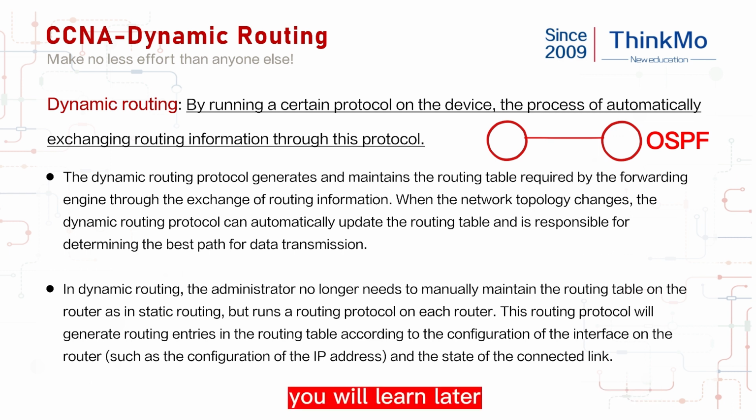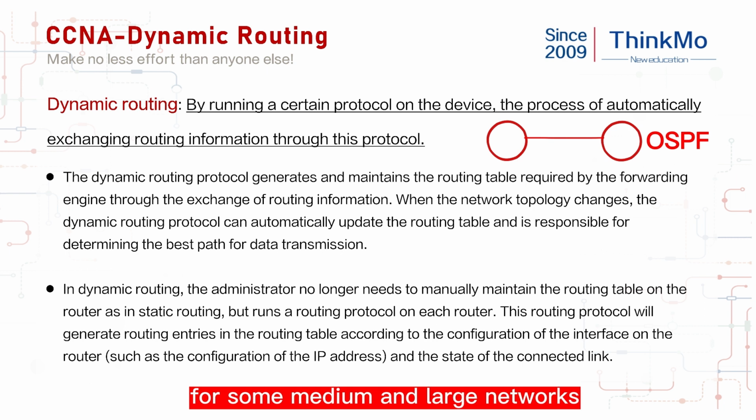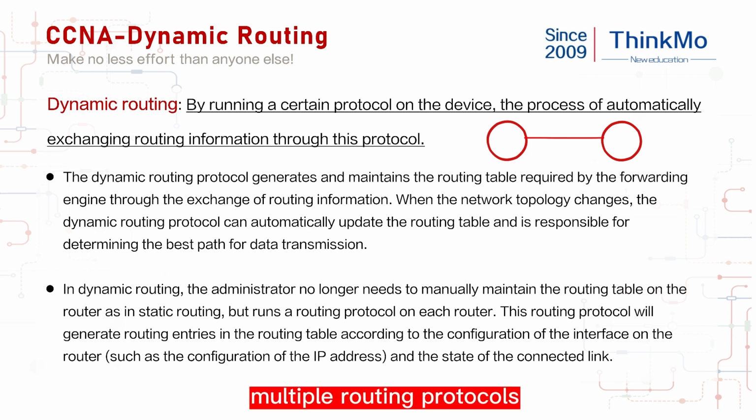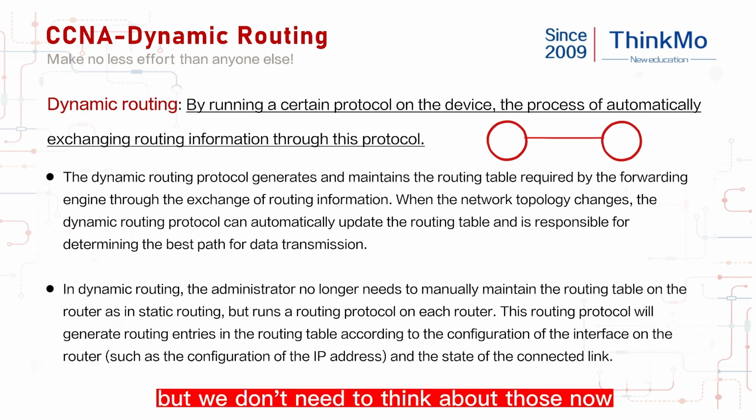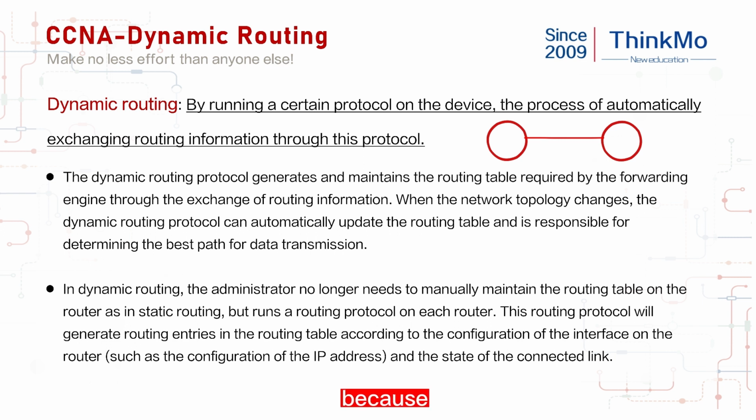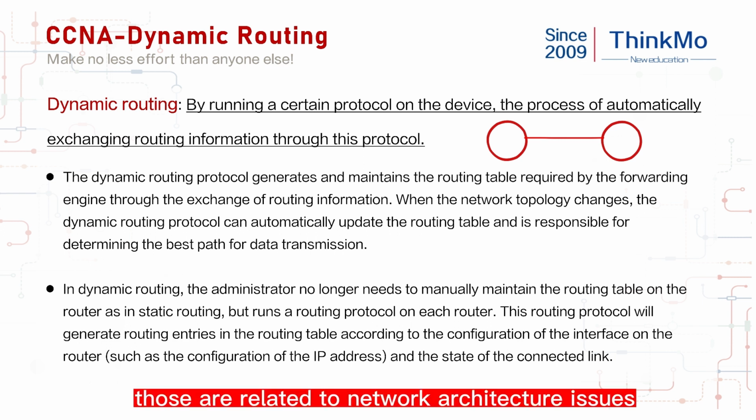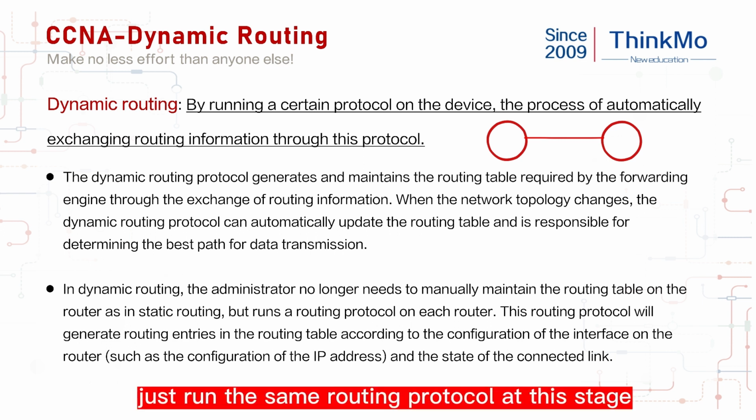You will learn later that in some medium and large networks, multiple routing protocols may be running at the same time. For example, EIGRP and OSPF are used together. It's all possible, but we don't need to think about those now, because those are related to network architecture issues. Just run the same routing protocol at this stage.